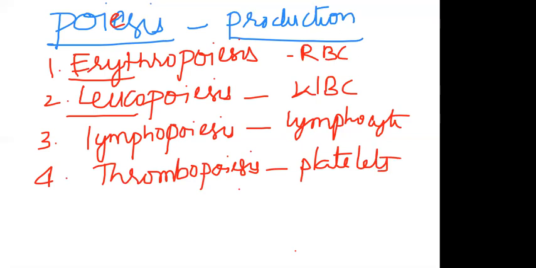What is the word poiesis? Poiesis means production. These words will come frequently in the whole topic: erythro, leuco, lympho, thrombo. Adding the suffix poiesis to erythro becomes production of RBC. Define erythropoiesis: production of RBC. Leukopoiesis, production of WBC. Lymphopoiesis, production of lymphocytes. Then thrombopoiesis, production of platelets.